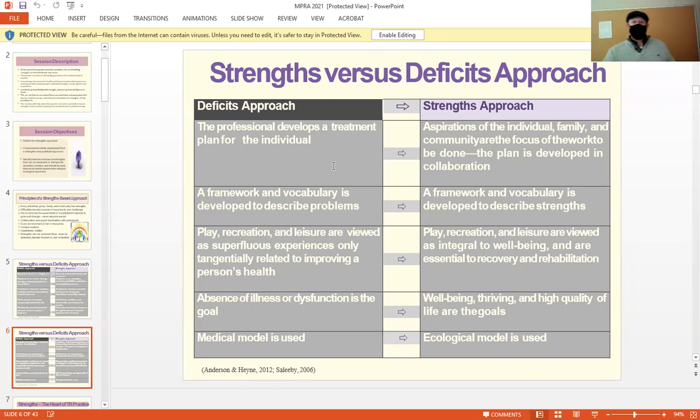And then bottom line, in the deficits approach, it goes strictly by this medical model that we talked about, where it says, this is what's wrong, we must fix it. In the strengths approach, an ecological model is used, where we try to look at and improve the entire situation for the individual, thus helping them to thrive, have a high quality of life, and improve their situation in that way.